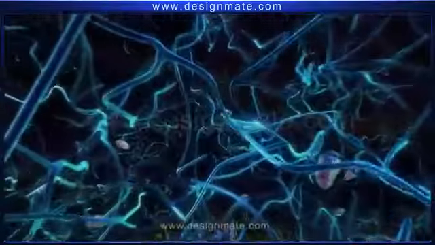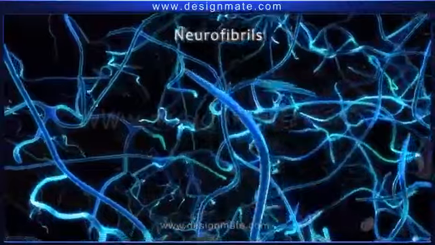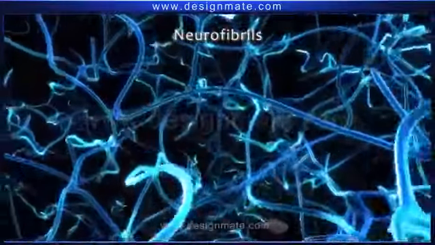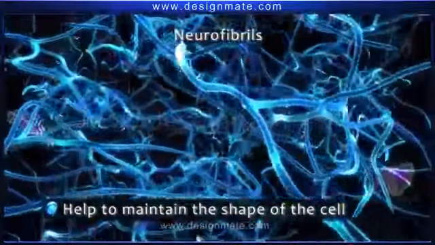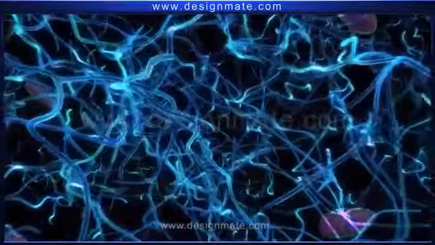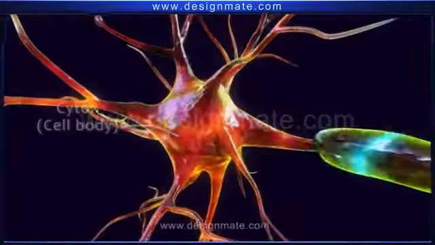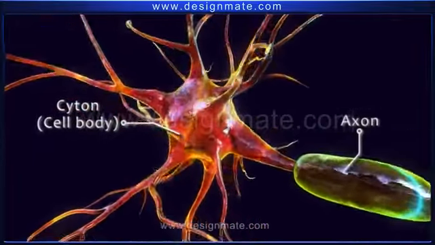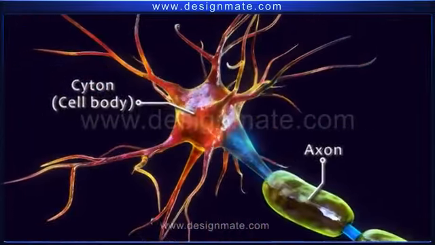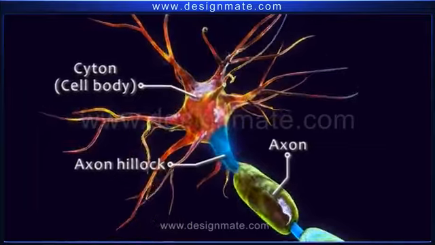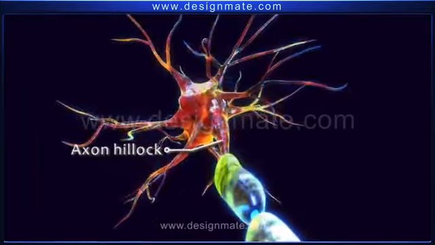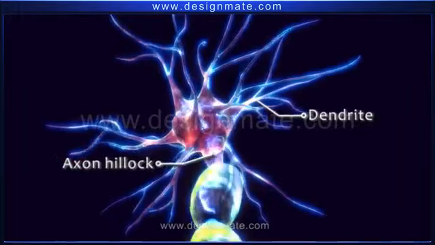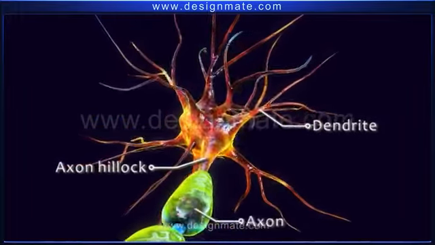Another characteristic feature of nerve cells are the neurofibrils, which are delicate thread-like structures that help maintain the shape of the cell. The part of the cell body, or cyton, from where the axon emerges is a cone-shaped structure known as an axon hillock. At the axon hillock, impulses received by the dendrites are accumulated and then transmitted through the axon.